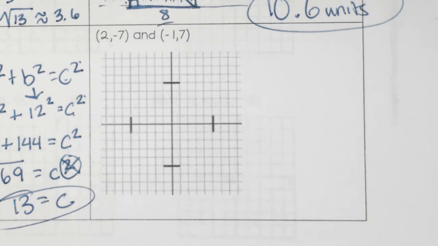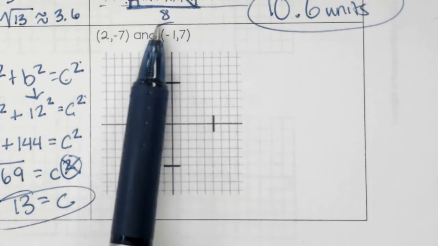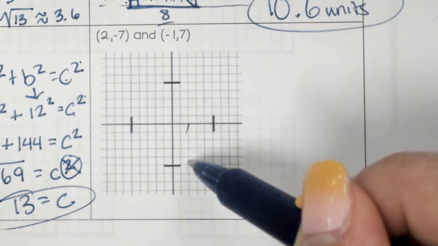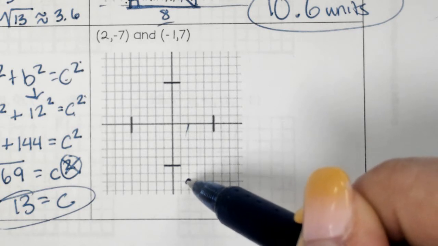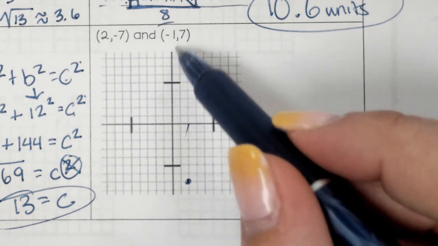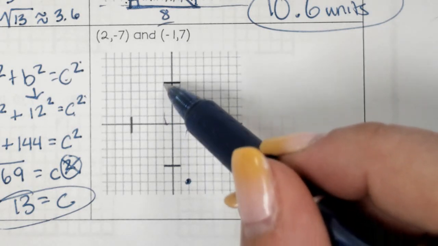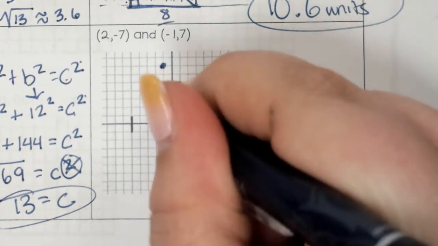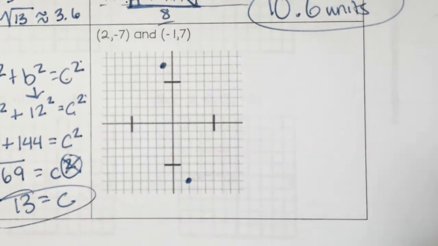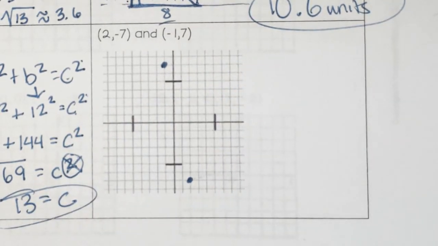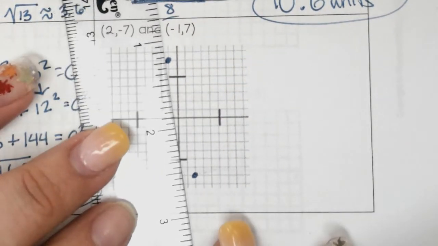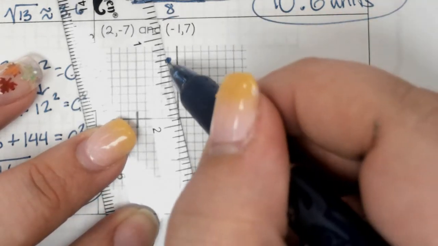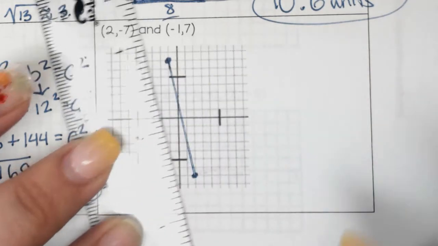I want to find the distance between 2, -7 and -1, 7. So here's 2, -7. And here is -1, 7. I'm going to erase those stray marks that I made. This is a really steep line. I wonder if that'll be shorter or longer than the other things we've looked at.